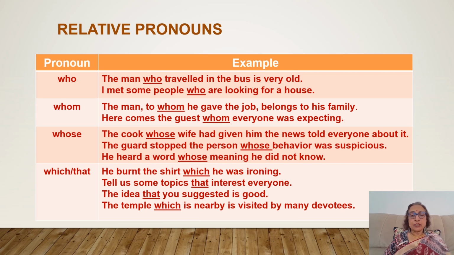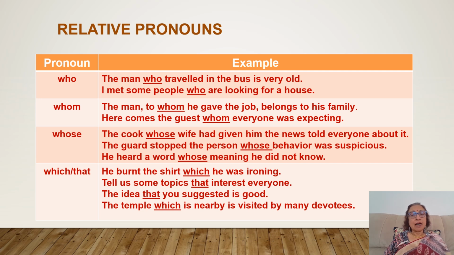The temple which is nearby is visited by many devotees. Now, is visited is a passive verb. We will learn active and passive voice also after doing tenses and all those verb lessons. Verbs will be many videos. Just wait for them, maybe after a couple of weeks. The temple is nearby. It is visited by many devotees. The temple is subject. It is also subject. We replace it with which, we put it next to the temple. The temple which is nearby is visited by many devotees.